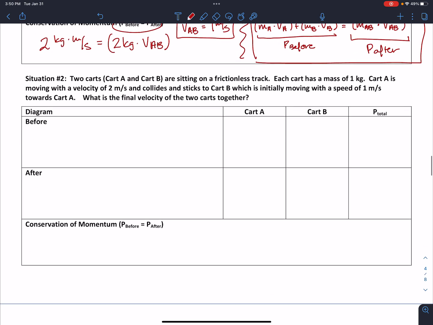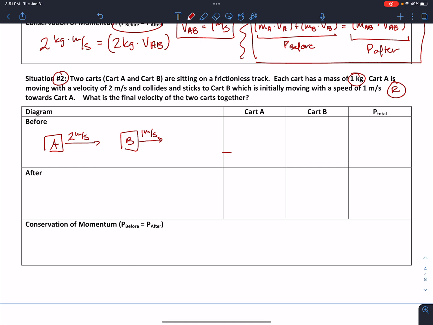All right, so let's put that to work. We're going to come down here and look at situation number 2. We have two carts, again with the same mass values. Cart A is moving with a velocity of 2 meters per second, collides and sticks to cart B, which is also initially moving with a speed of 1 meter per second. Because these velocity values are positive, we're going to say that both carts are initially moving to the right. So here is cart A at 2 meters per second to the right, and here is cart B at 1 meter per second to the right.